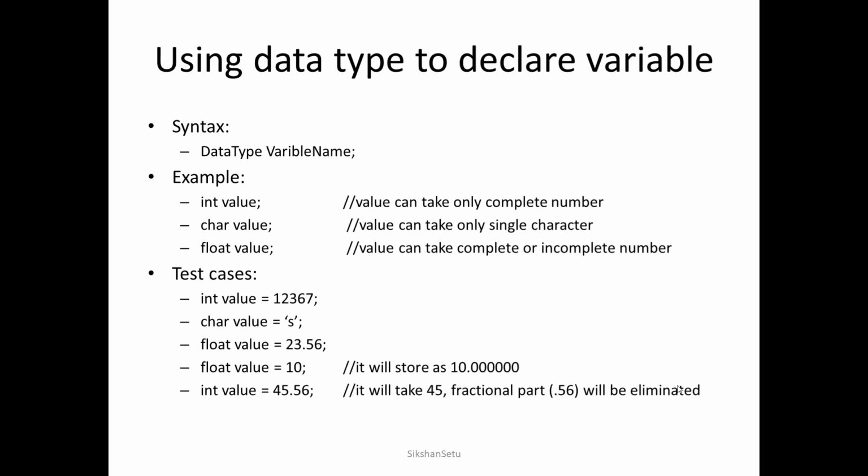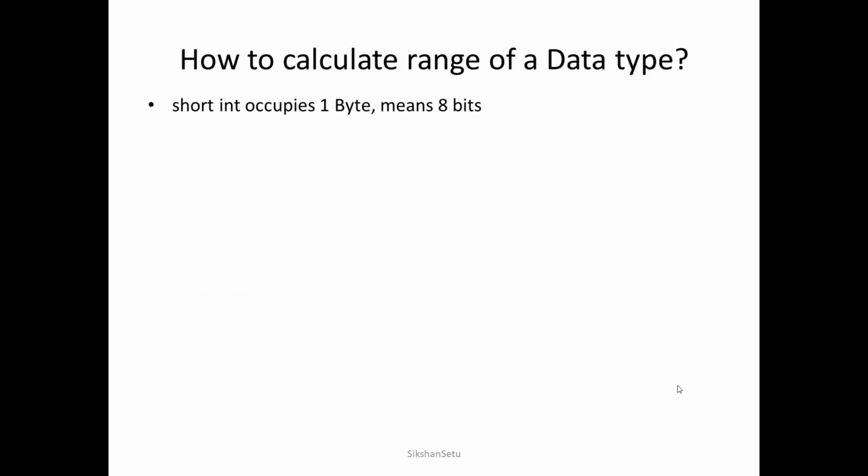According to the data type, a particular variable will occupy memory in the primary memory, and it will be able to store the value. Now, how to calculate the range of a particular data type? We take one example, short integer. Short integer occupies 1 byte. 1 byte means how many bits? It is 8 bits.